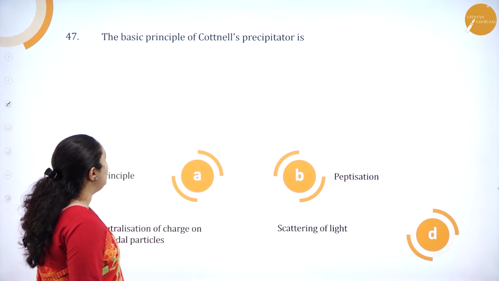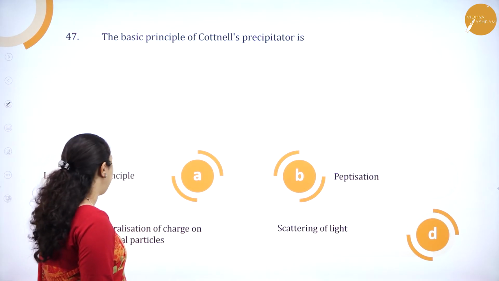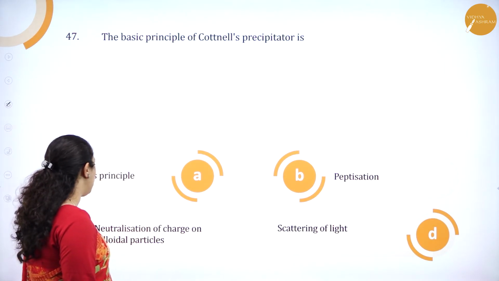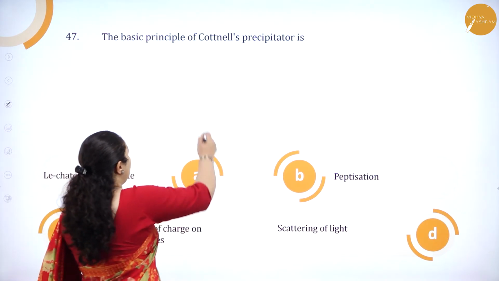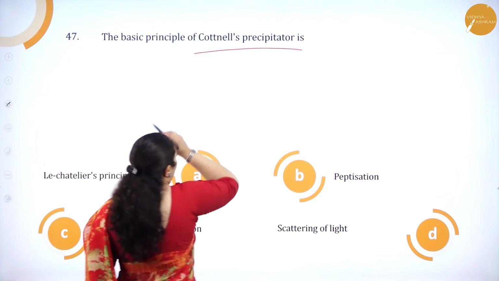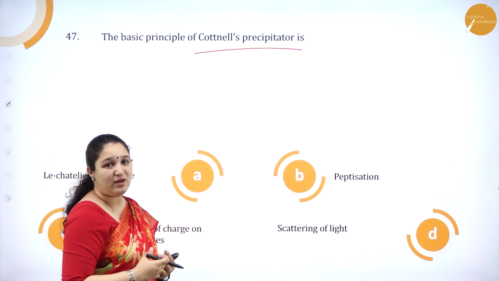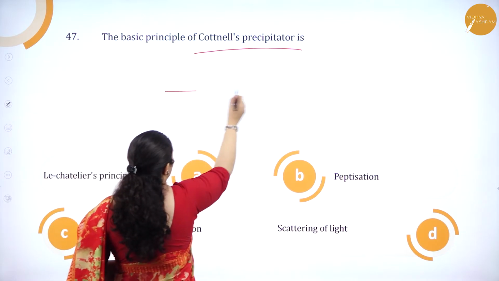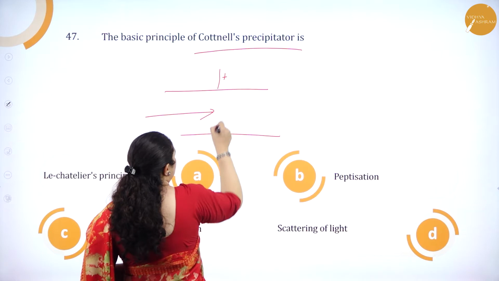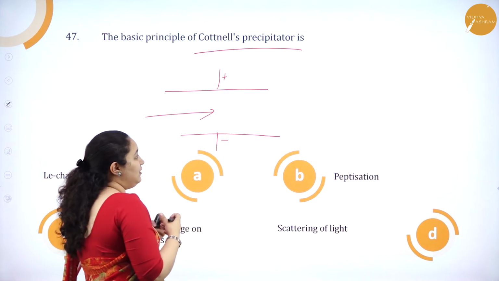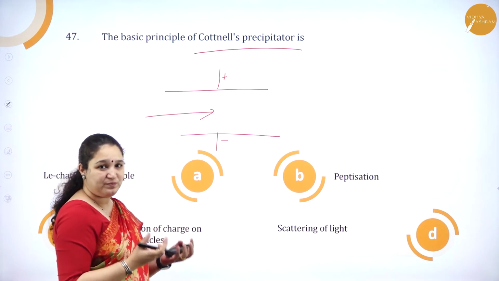The basic principle of Cottrell precipitator is Le Chatelier's principle, peptization, neutralization of charge on colloidal particles, scattering of light. See, Cottrell precipitator is where the impurities in the gases or in the smoke can be removed. So there are charged plates through which you are passing the colloid smoke. Okay, this is positive and this is negative plate. And the concept here is neutralization of the charge on the colloidal particles.